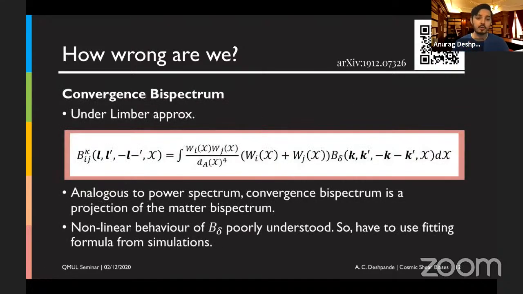As I mentioned before, both of these correction terms are dependent on the convergence bispectrum, which is the 3-point statistic of convergence. Analogous to how the weak lensing power spectrum is a projection of the matter power spectrum, the convergence bispectrum is a projection of the matter bispectrum. But now it depends on three factors of the lensing kernel, and also the curvature of the universe in a different way. We run into a problem here because the matter bispectrum is relatively poorly understood, and the only way we have to work out its nonlinear behavior is to use fitting formulae to n-body simulations, and even those are less developed than the ones we have for the matter power spectrum.